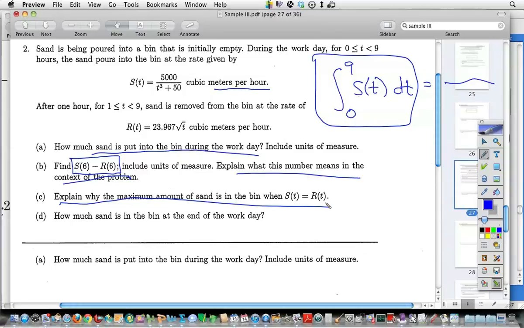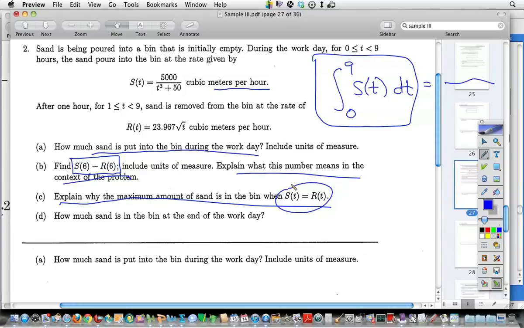And you're right. Not only could the maximum be when those are equal, but also the minimum, right? I mean, if it was the other way around, if the sand was coming out faster, and then all of a sudden it started coming in faster, the sand would start going back up, and then you'd have a minimum amount of sand, right? But I think it would be good enough in this question to say the maximum amount has to be when those are equal. They're not saying that when those are equal, it's a max.